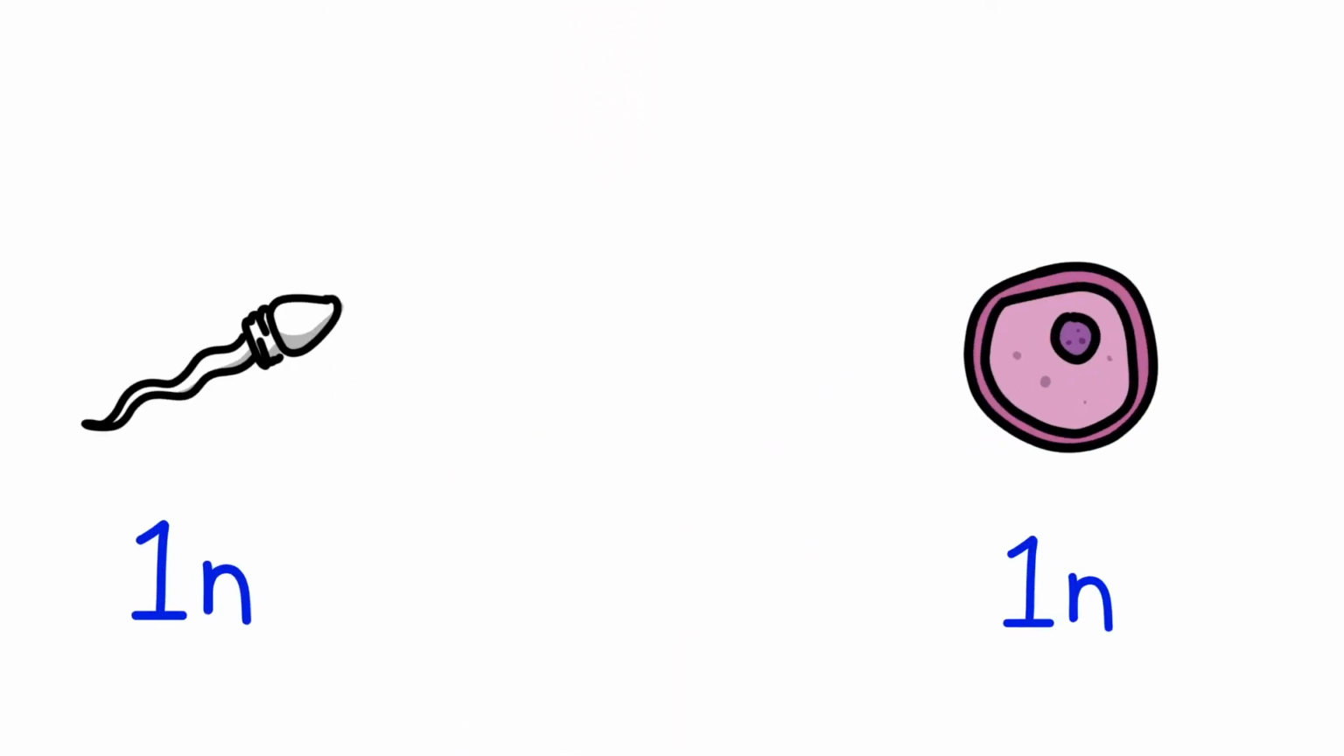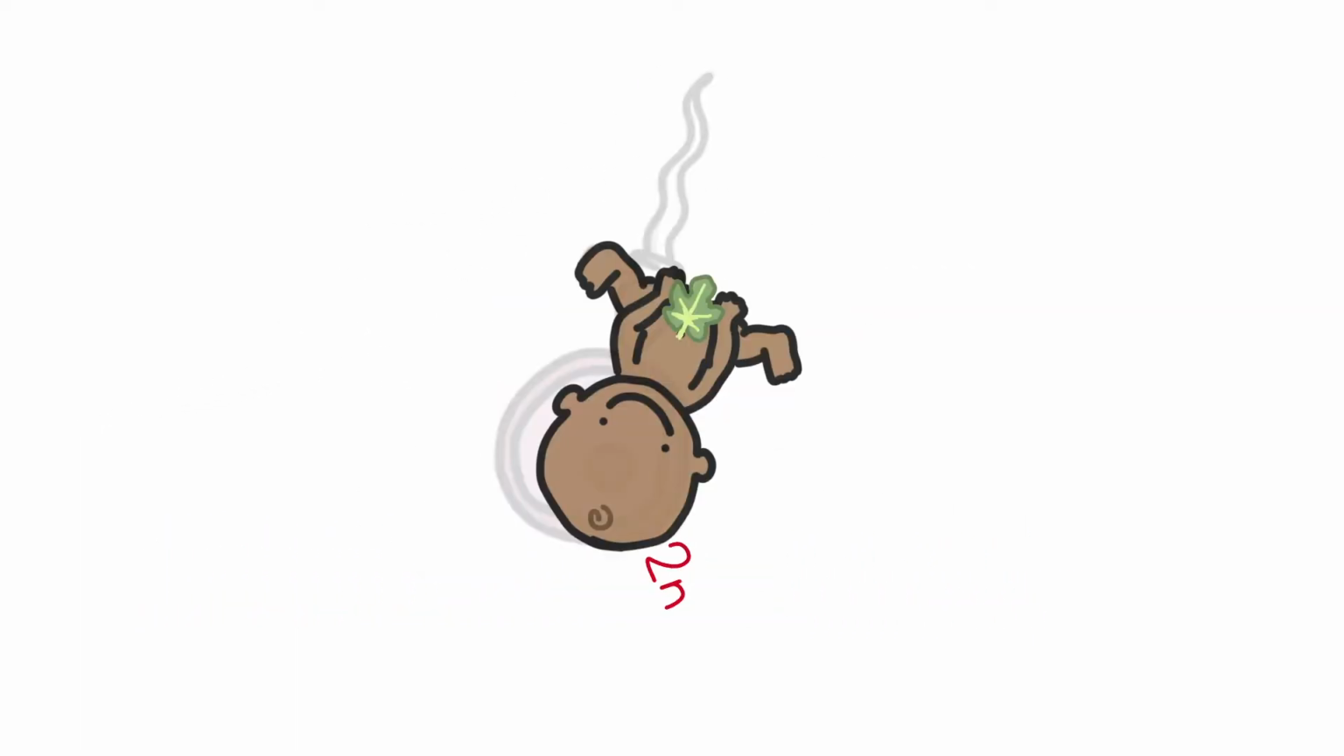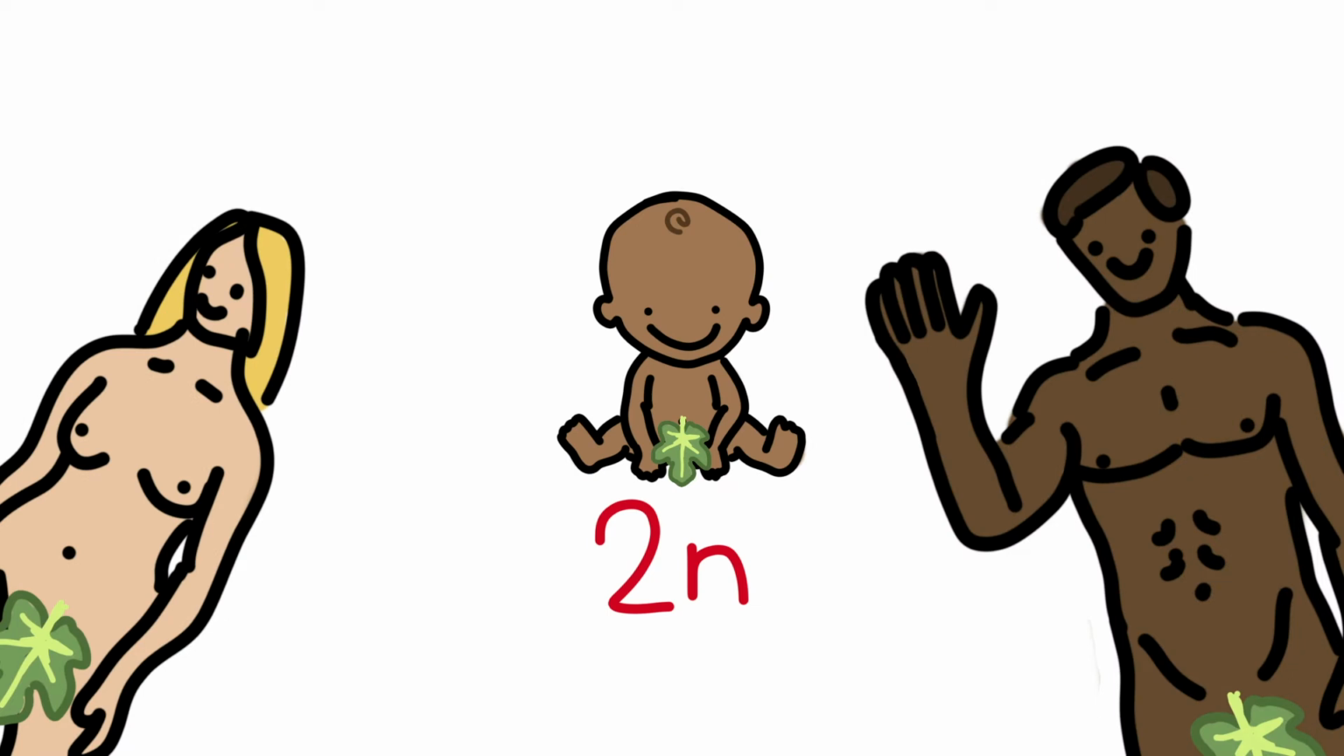These gametes have half the amount of genetic information as normal cells, and when they come together, they make a brand new person with a mix of the mother and father's genes.